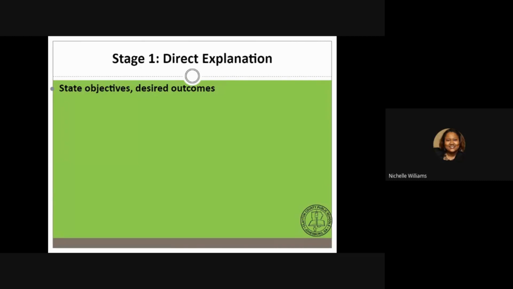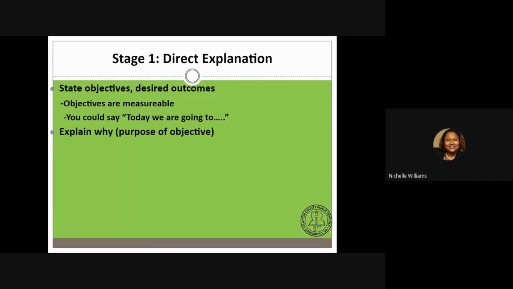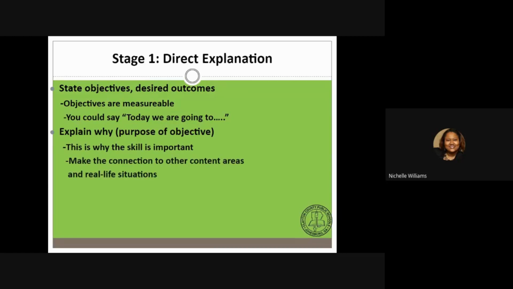So with direct explanation, you're going to state your desired outcomes. You would start off by telling students why it's important, make connections to real world situations. And then you also tell them how you're going to assess them, whether it's going to be formal or informal, throughout or only at the end. How will you assess them? Students want to know that information.